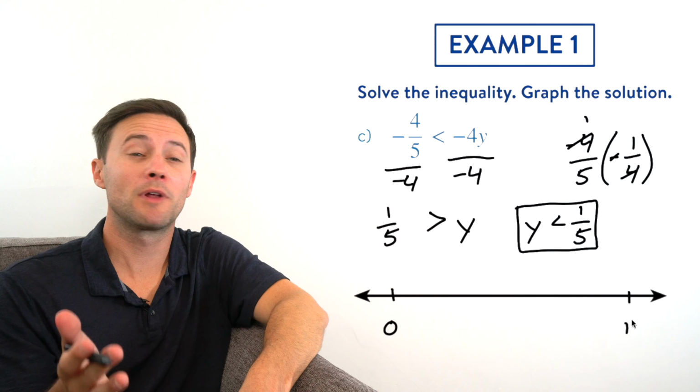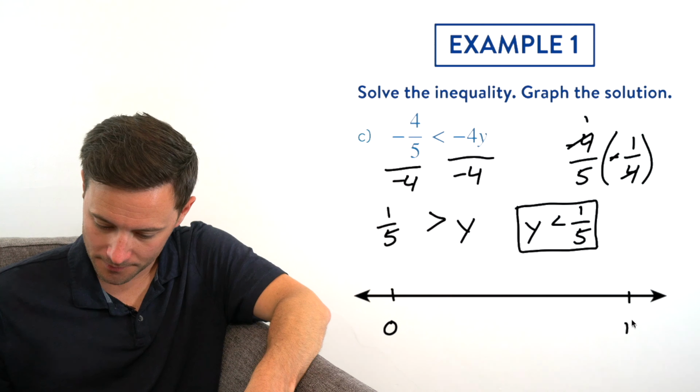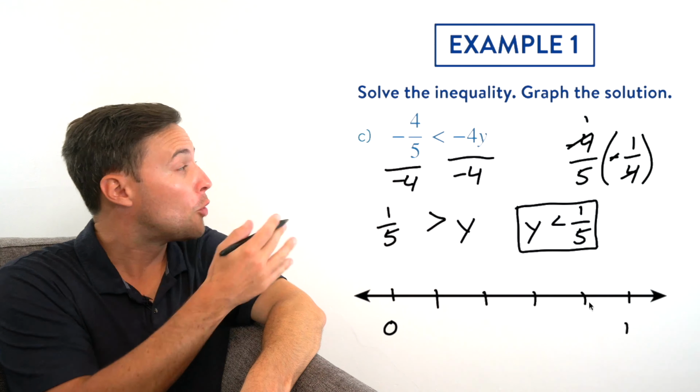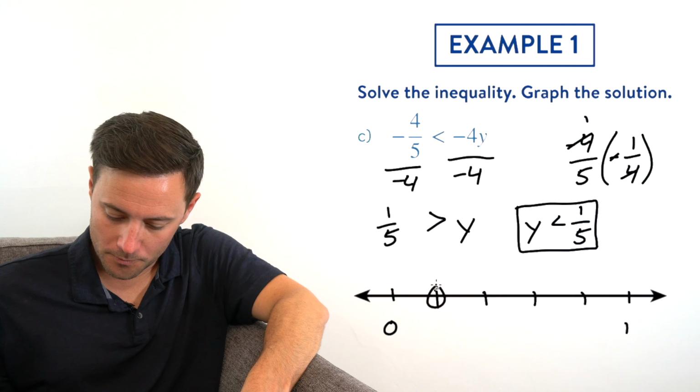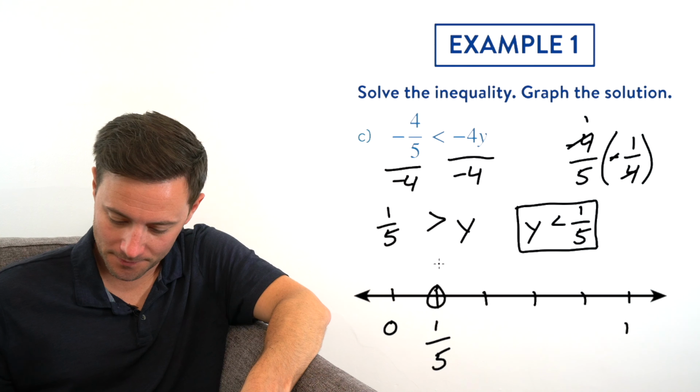And now we're ready to graph. So I'm going to set up the number line from 0 to 1, and then let's break it up into fifths. And at 1/5, we need an open circle this time with an arrow to the left.